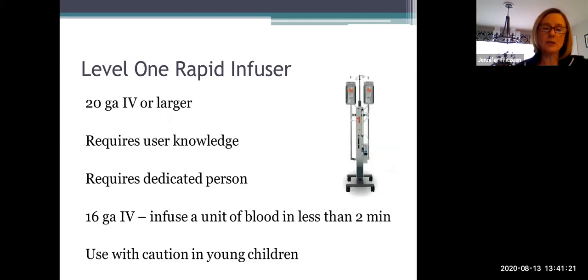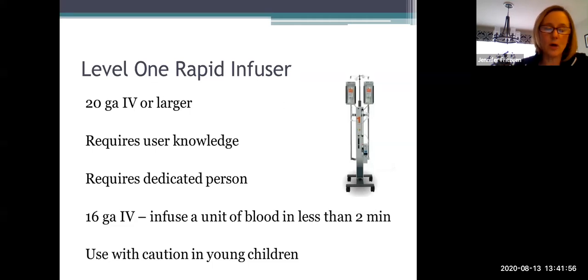Now our other option is to use the Level 1. Really, you need to have at least a 20 gauge IV or larger. Remember, if I only have a 20 gauge, it's not going to go terribly fast or as fast as I want it to. But if I have a 16 gauge IV, now I can give a unit of blood in less than 2 minutes. So gauge does matter, even though we have these balloons pushing, because what's happening with the Level 1 is the balloons in each of the reservoirs go up to 300 millimeters of mercury, just like our pressure bags do.